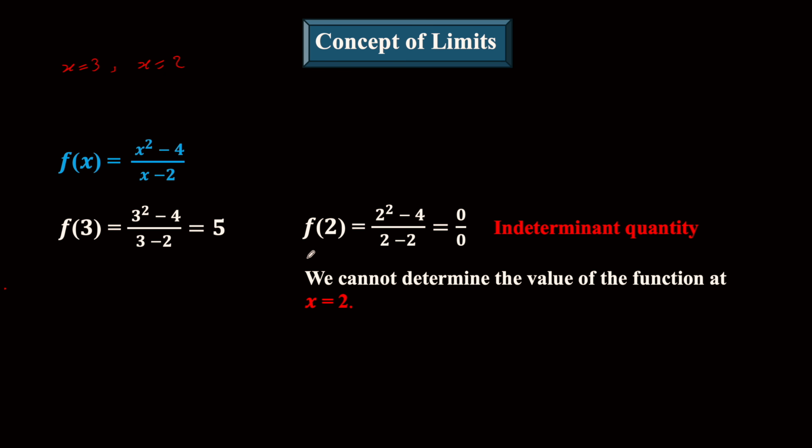What if we replace x by the number 2, okay? So f of 2 is equal to 2 squared minus 4 over 2 minus 2. 2 squared is 4, 4 minus 4 is 0, 2 minus 2 is 0. So you see, in this case we have an indeterminate quantity. And we cannot determine the value of the function at x equal to 2. So you see, when x is equal to 2, we get this problem, an indeterminate quantity.